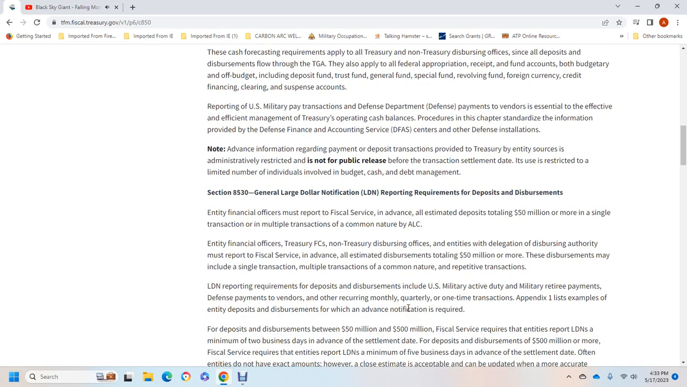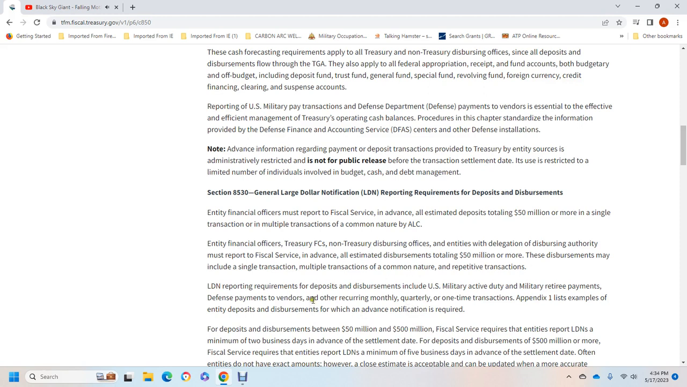Section 8530, General Large Dollar Notification Reporting Requirement for Deposits and Disbursements. Each financial officer must report to the officials in advance all estimated deposits totaling $50 million or more. These may be a single transaction or multiple transactions of a common nature, by agency location code. Any financial transaction, Treasury FCs, non-Treasury disbursement funds, or office within the delegation of the disbursing authority must report to the officials in advance estimated disbursements totaling $50 million or more. These disbursements may include a single transaction, multiple transactions, or common, repetitive transactions.